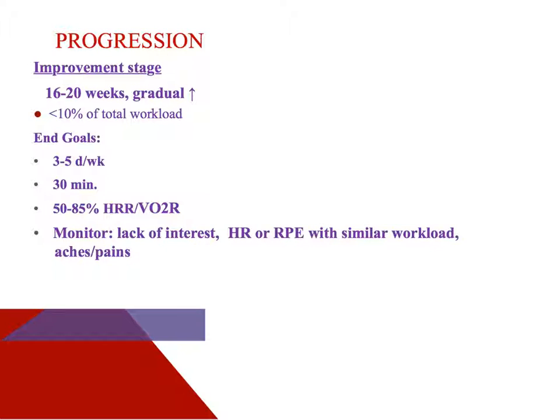When we hit the improvement stage, we're looking at a further gradual increase. So at around 16 to 20 weeks, we are in the improvement stage. We can actually increase frequency, intensity, or time, just not all in the same week. And our main focus is progressive overload. Our main end goal is to get to our 150 minutes a week of aerobic activity, or 3 to 5 days a week of 30 minutes. We're going to be exercising at 50 to 85% heart rate reserve or VO2 reserve.